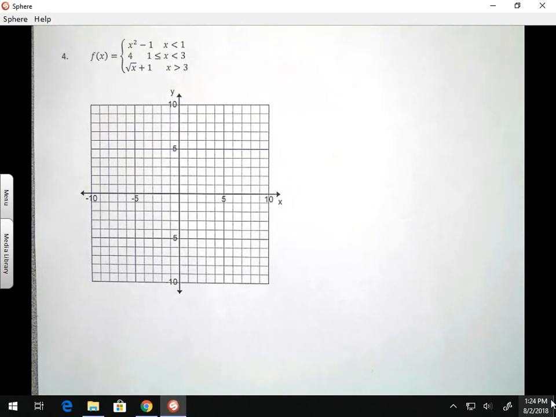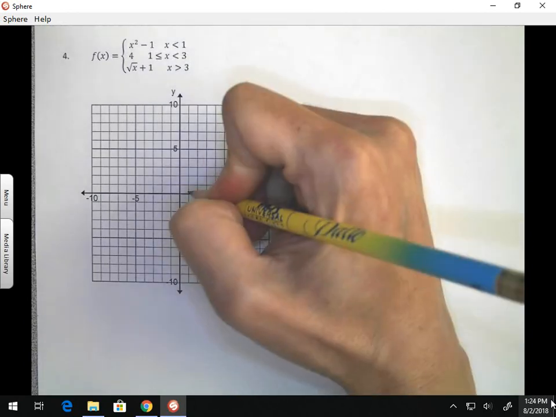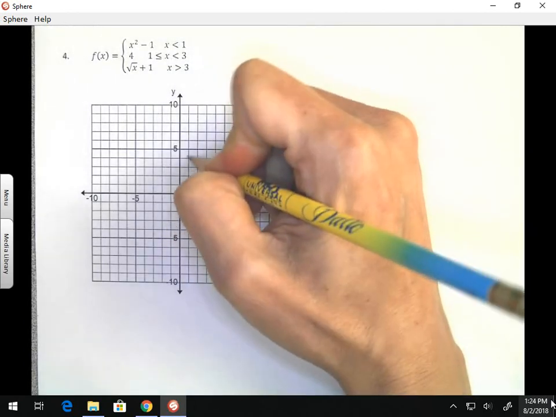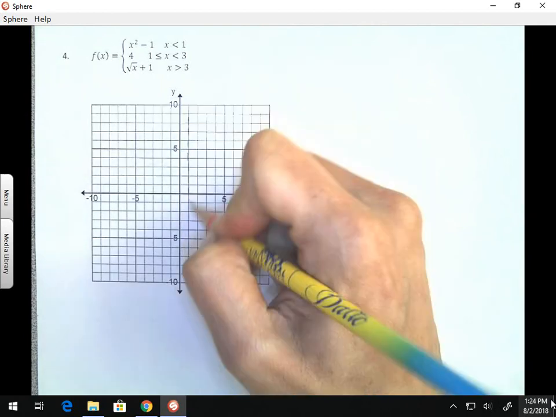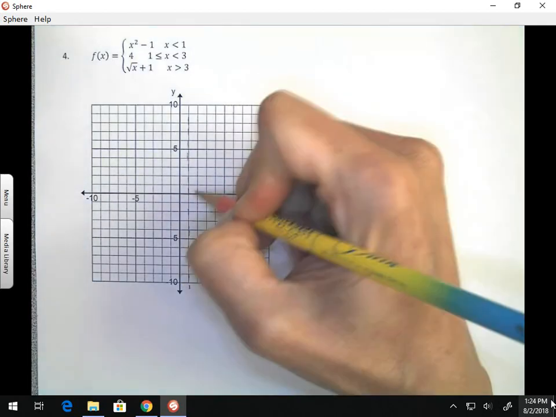So what I'm noticing right away is I have a breakpoint at 1. So I'm just going to sketch that in to help me keep organized. And then at 3 as well.